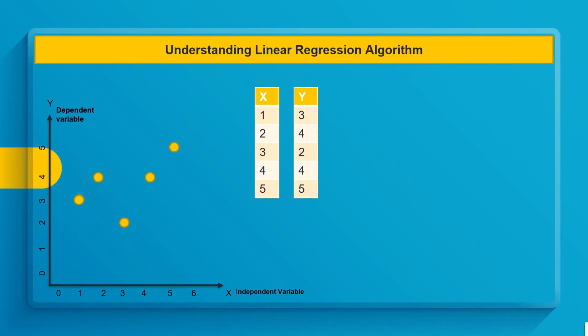So moving on ahead, let's calculate the mean of x and y and plot it on the graph. So the mean of x is 1 plus 2 plus 3 plus 4 plus 5 divided by 5. That is 3. Similarly, mean of y is 3 plus 4 plus 2 plus 4 plus 5. That is 18, divided by 5. That is nothing but 3.6. So next, what we'll do, we'll plot 3, 3.6 on the graph. So there's a point 3, 3.6.